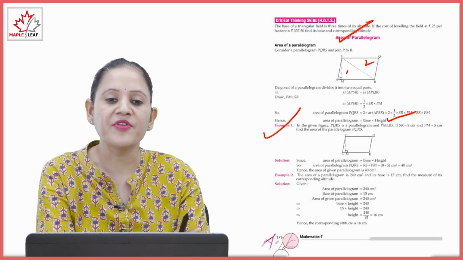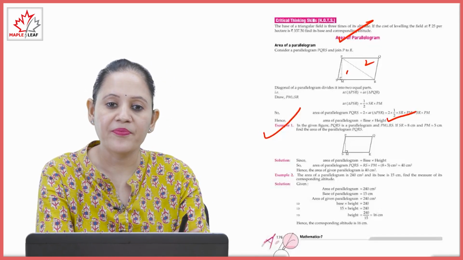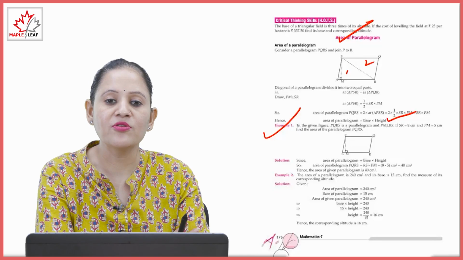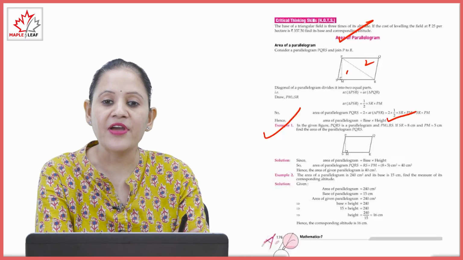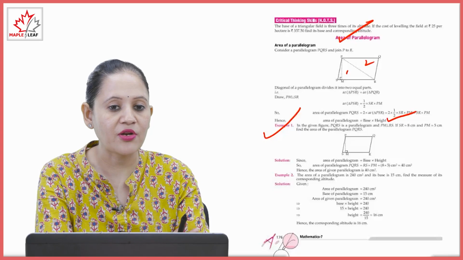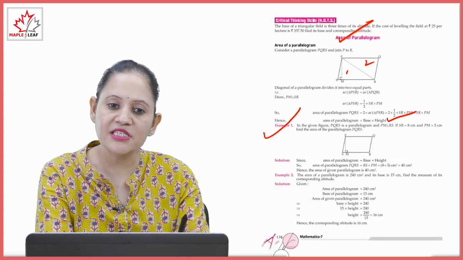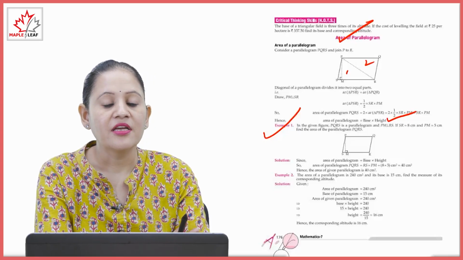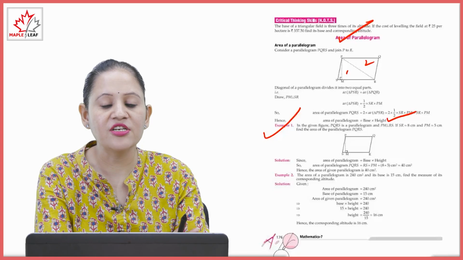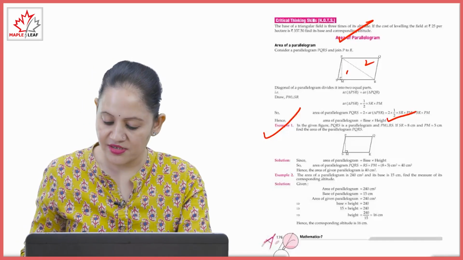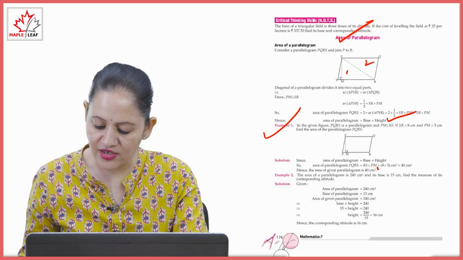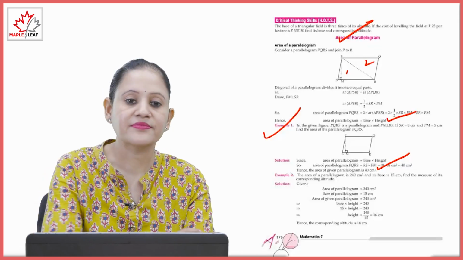Next example लेते हैं. In the given figure, PQRS is a parallelogram and PM is perpendicular to RS. If SR is 8 cm and PM is 5 cm, find the area of parallelogram. So area of parallelogram क्या होता है? Base into height. So that is equals to 8 into 5, 40 centimeter square. That is the area of given parallelogram.